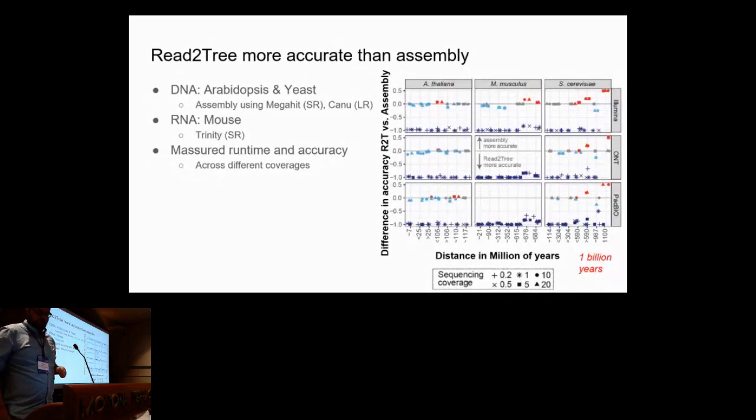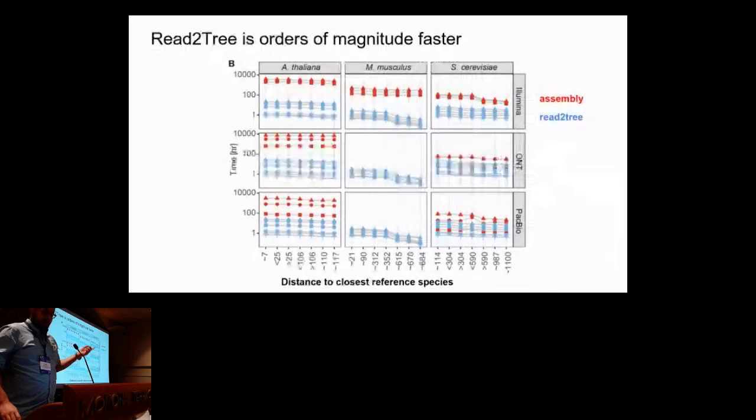Nevertheless, when we measure the runtime, we see, of course, and what we assumed, is that Read2Tree is orders of magnitude faster than the assembly and annotation approach, right? The assembly here is indicated in red, and in blue is Read2Tree. And you see here on the x-axis the time in hours on a log scale.